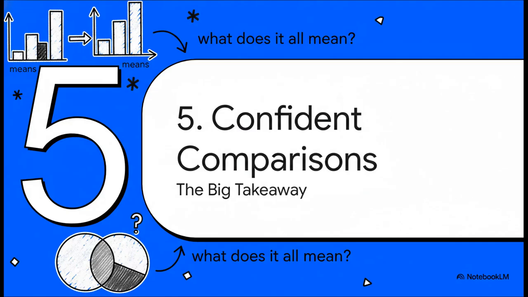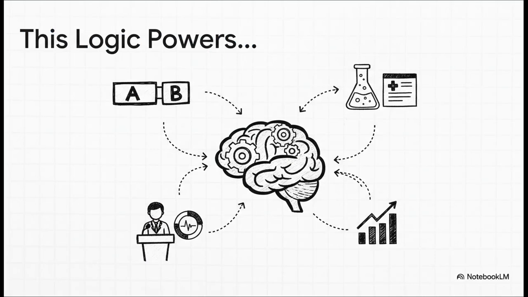Okay, this brings us to our final section, where we're going to tie this all together. Section 5, Making Confident Comparisons, aka the big takeaway. We've seen how to compare means, how to compare proportions, but what's the big picture here? It's that this exact same logic is the engine behind so much of our world. It's how websites do A/B testing to see which button color gets you to click. It's how clinical trials get new medicines approved. It's used to evaluate your teaching methods, to analyze political polls, to break down business performance. It's a fundamental framework for learning from data.